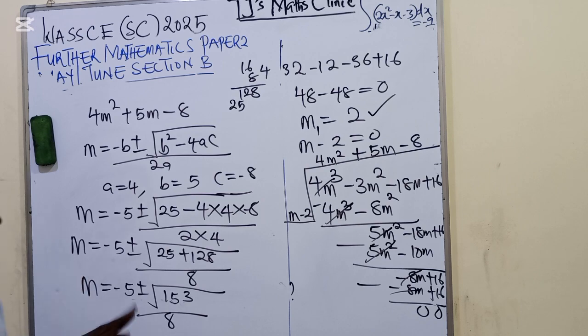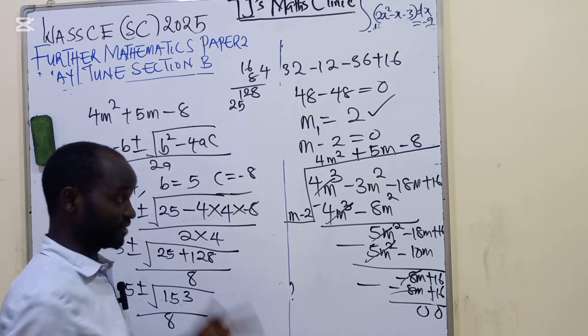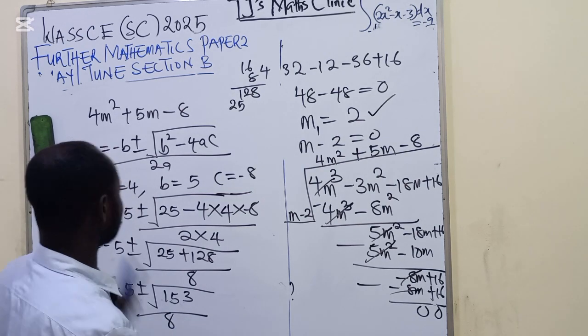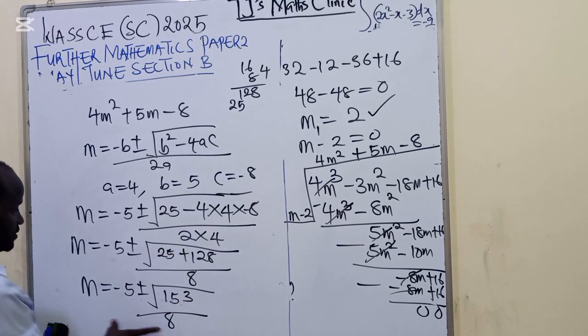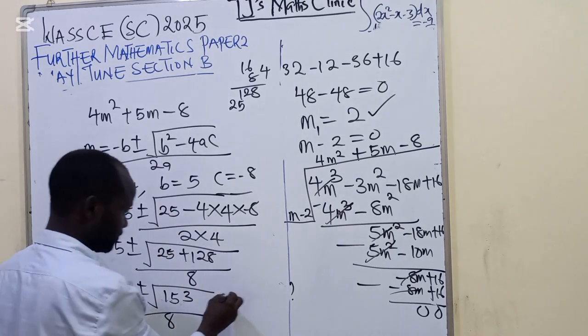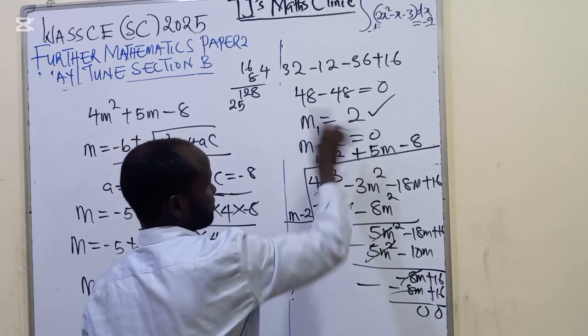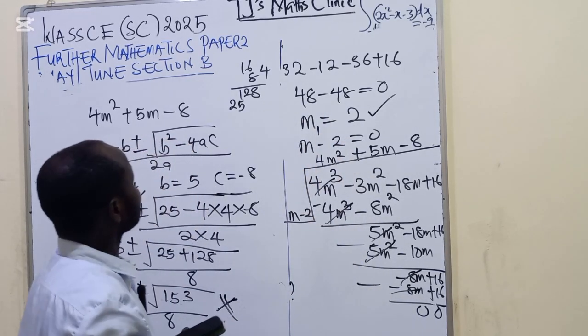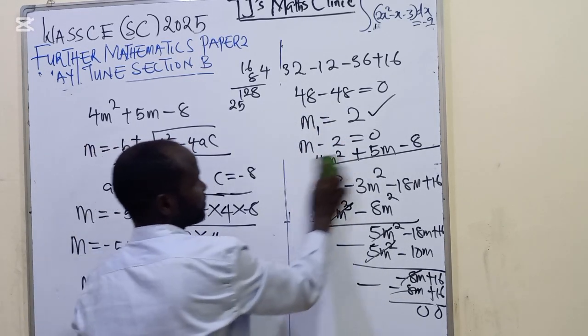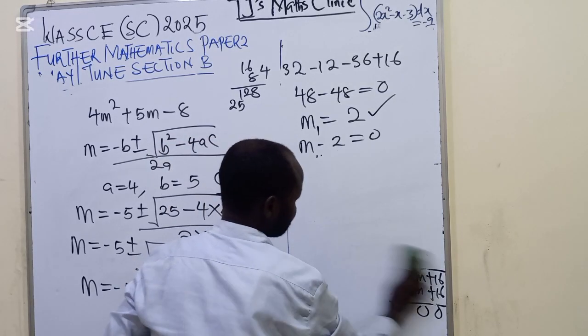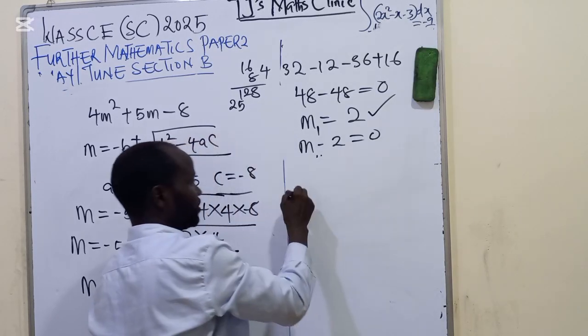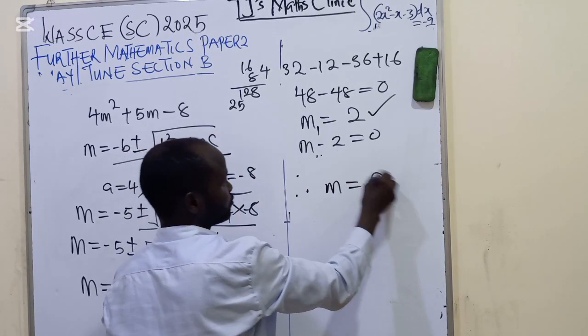Of course, since m must be an integer, we can conclude. As I said, this is just to show it since it's a theory question. M cannot be this, so this is out of the solution. But the first solution is m equals 2. So we can conclude by saying that therefore the value of m is nothing but 2. Therefore, m equals 2.